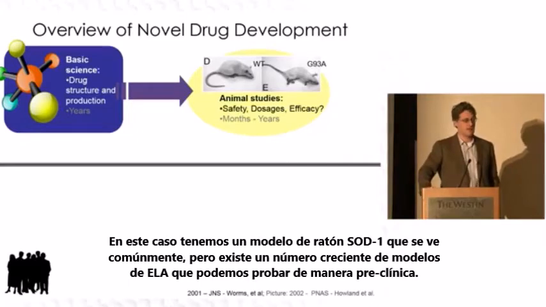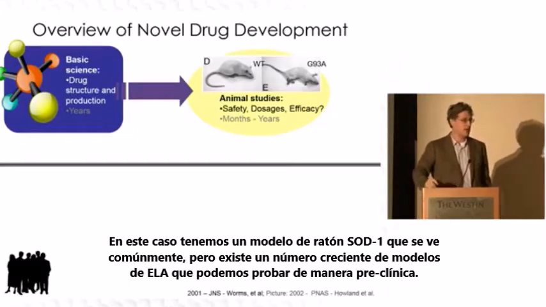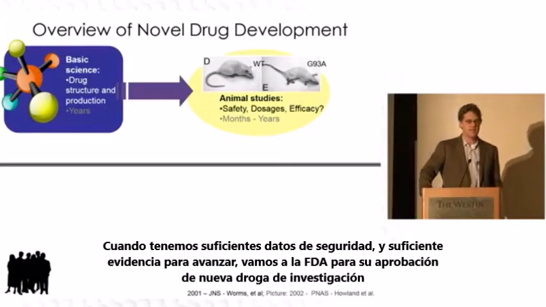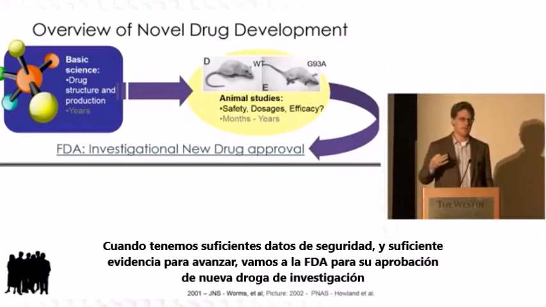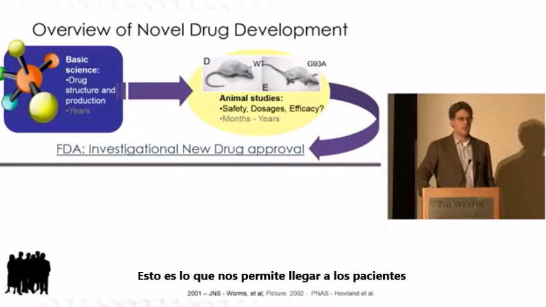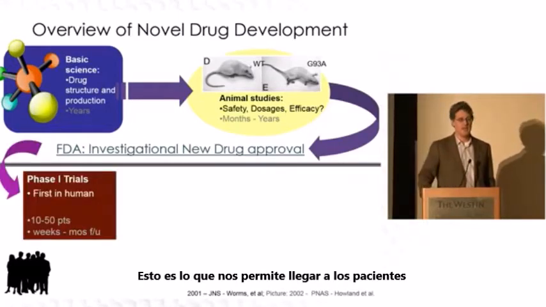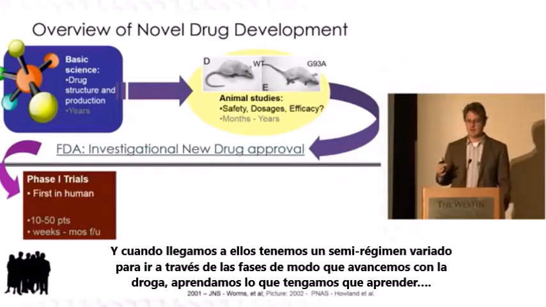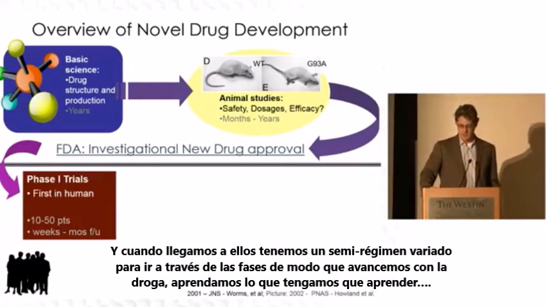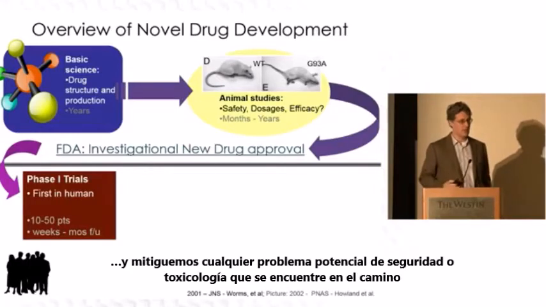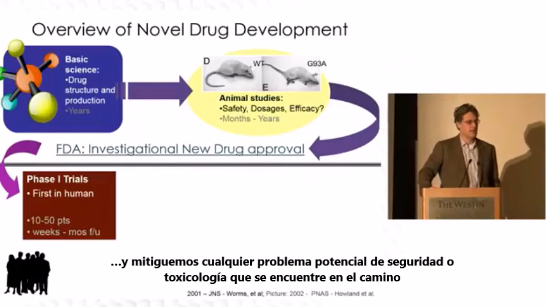In this case, we have an SOD1 mouse model that's used most commonly, but we have a growing number of ALS models that we can test things on preclinically. When the time is right and we have enough safety data and enough evidence to move forward, we go to the FDA for an investigational new drug approval, which allows us to head into patients. When we get to patients, we have a semi-regimented way of going through the paces so that we move a drug forward, learn what we need to learn, and mitigate any potential safety or toxicology problems along the way.